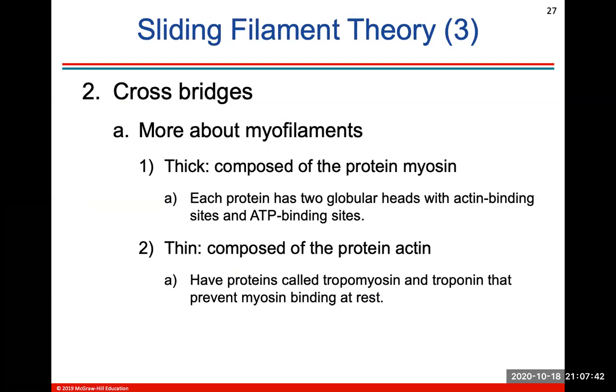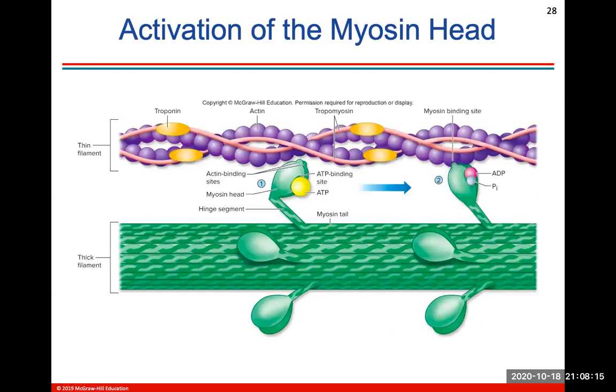Thick filaments are formed of the protein myosin, and myosin has two globular heads. It kind of looks like a golf club, with actin binding sites and ATP binding sites. Your thin filaments are composed of the protein actin, and they have proteins called tropomyosin and troponin that will prevent myosin binding when the muscle is at rest. So your thick and thin filaments can only bind together when the muscle is being contracted and when calcium is available. And we'll talk about how that is.